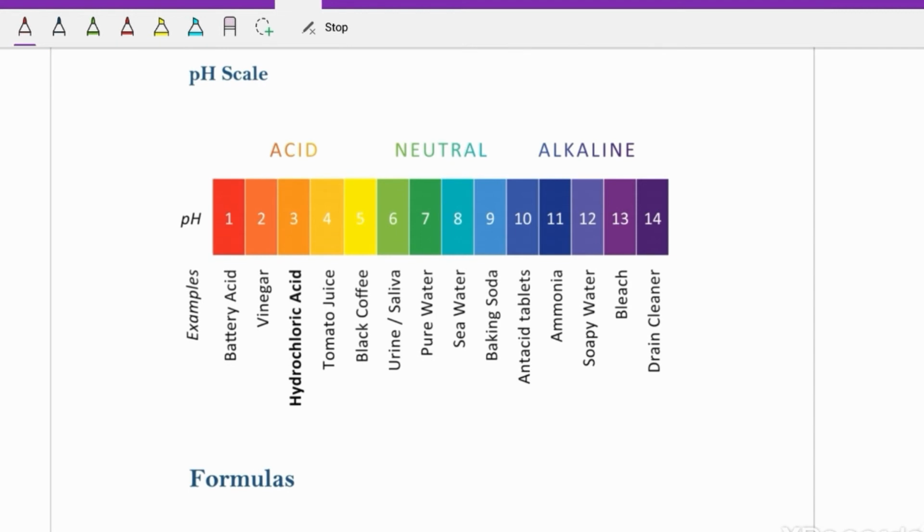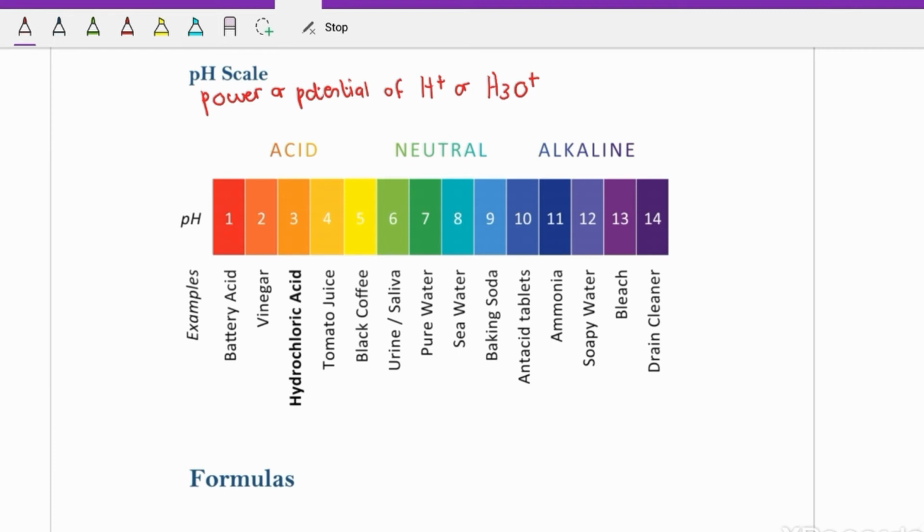Now, a pH scale gives you a measure of how acid or how alkaline a substance is. A nice way of remembering this is to say that pH is the power, or the potential, of your hydrogen ions or hydronium ions. So it's the power of hydrogen.